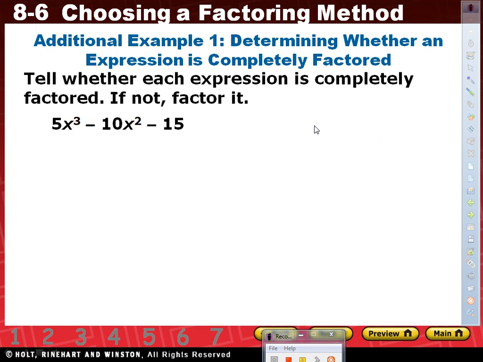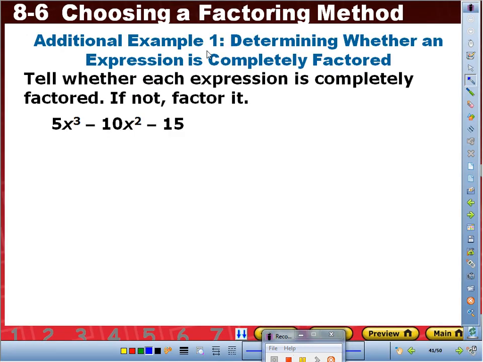Example number 1, and it says to tell whether each expression is completely factored, and if not, factor it. Copy that, please. Example 1. Everybody copied it already? Yeah. All right, it says, tell whether each expression is completely factored, and if not, factor it.